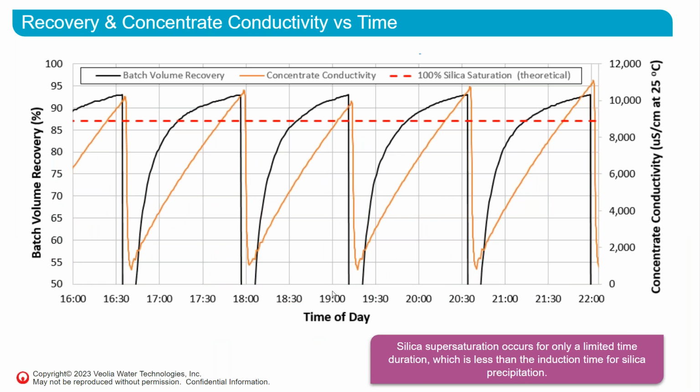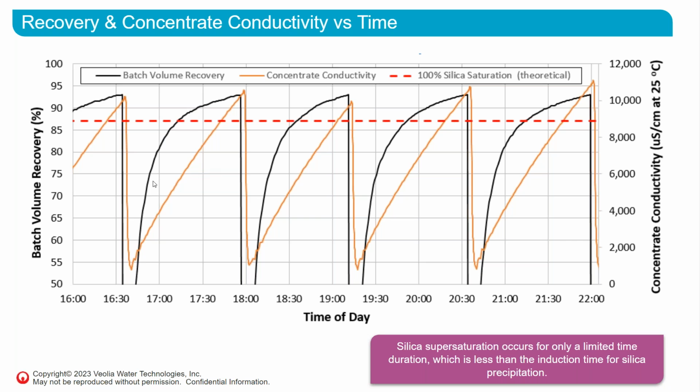And this graph, this is from another demonstration we did at another site, and we're running at actually 93% recovery. The recovery shown in black here, and you can see how the recovery increases. And this shows about 4 cycles here. So by the end of the service step, this red line shows the conductivity corresponding to where we are at 100% silica saturation. So by the end of the service step, silica is supersaturated, as indicated on the graph, because our concentrate conductivity is above this red line, which corresponds to 100% silica saturation.